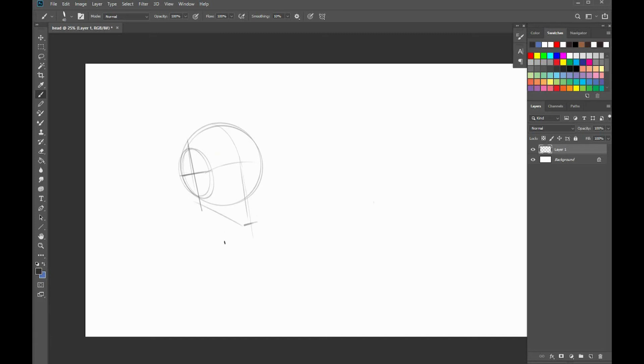Well, ears are placed in a quarter of the circle. Let me show you what it looks like from the side. It's just a circle that is divided into 4 parts, and the ear is placed in this part.